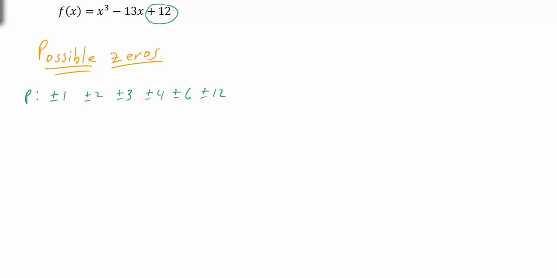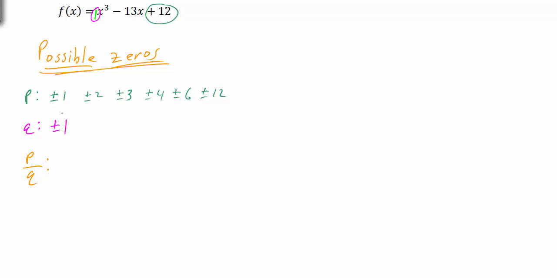Now, I want to look at all of the possible factors here. What's the coefficient of x cubed? This is our largest exponent, so it's a 1. What are all the possible factors of 1? And that's going to be our q. Well, here there's only one factor, plus or minus 1. The possible zeros that we're looking for is going to be all of the possible combinations of p divided by q.